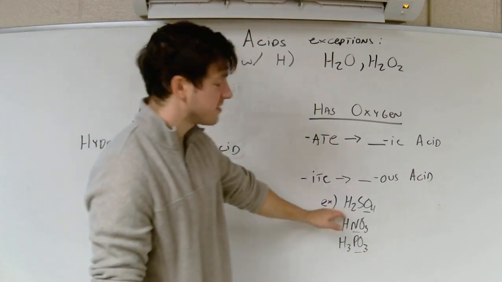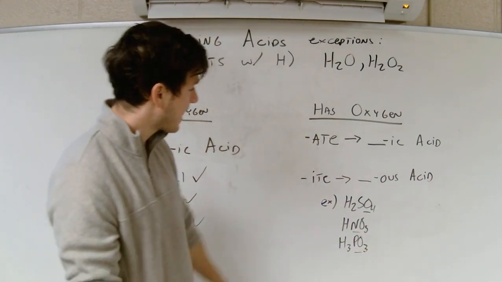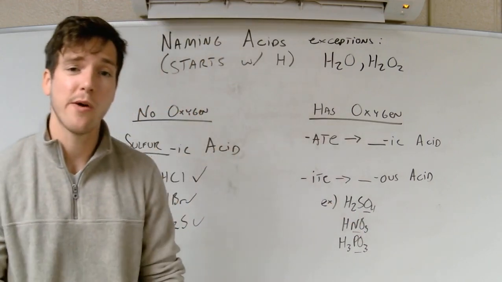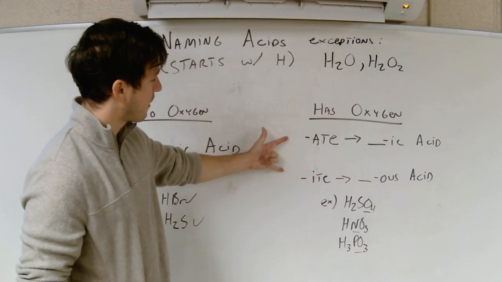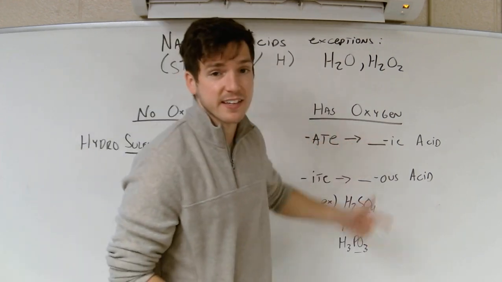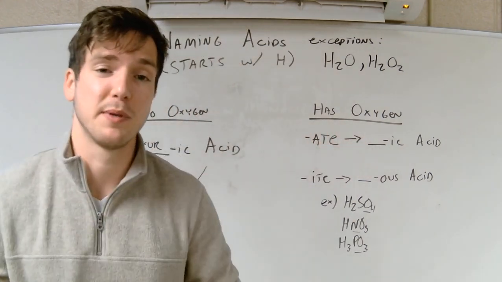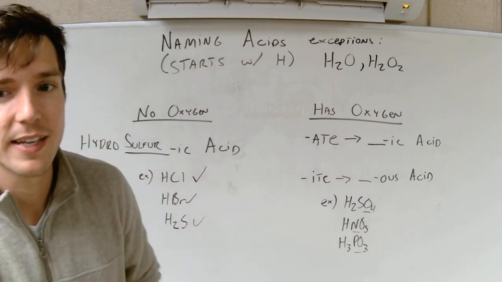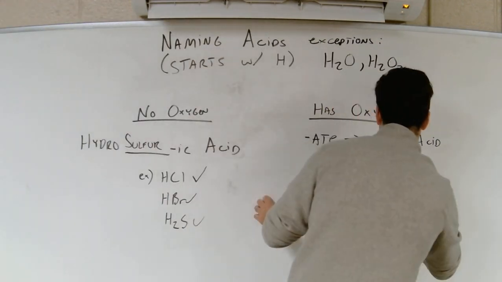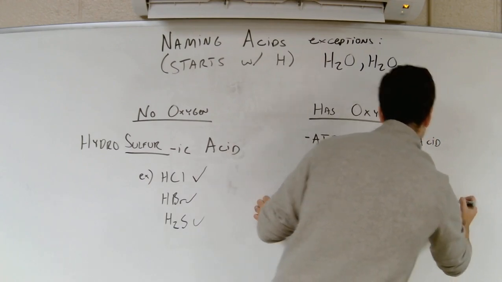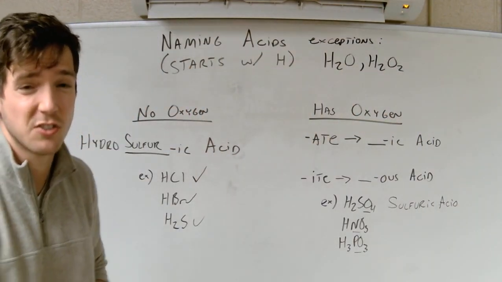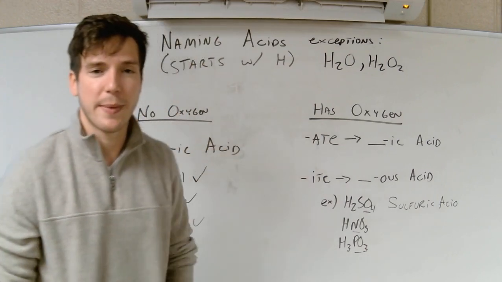acids. I know they're acids because they start with an H. And I look at the polyatomic ion, and that is sulfate. Okay, sulfate. If I look at my rules, remember, if it ends in ate, we change it to ic. So sulfate is going to become sulfuric acid. So this is going to be sulfuric acid.